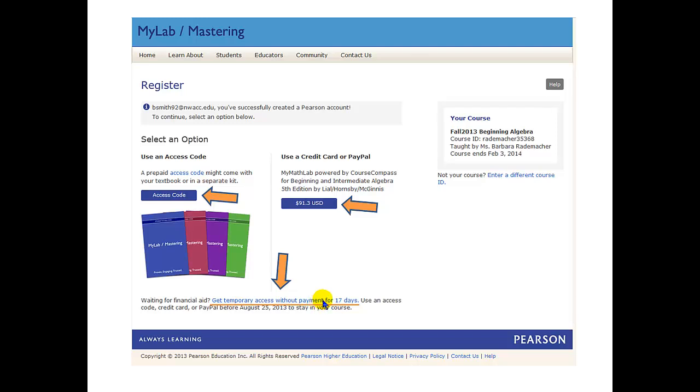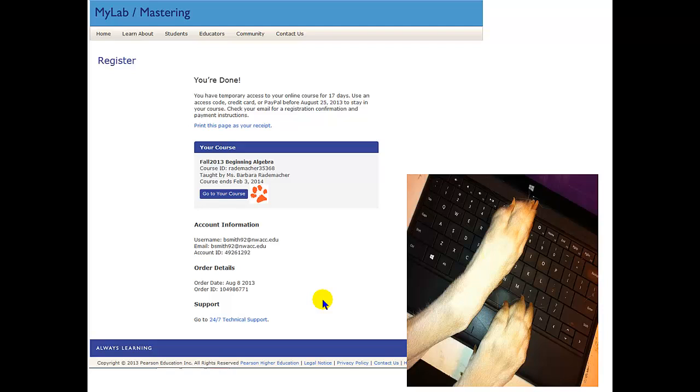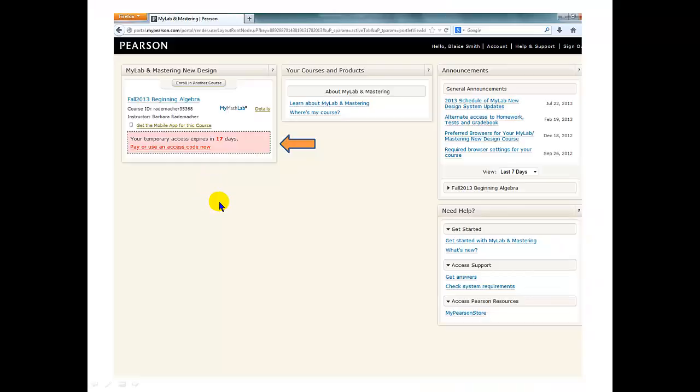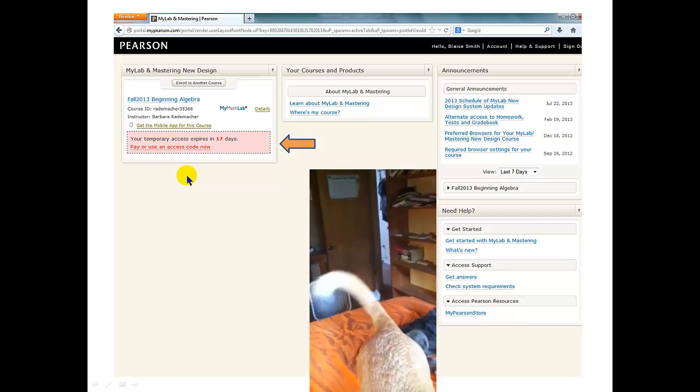Not good. But anyway, Blazy did that. And now she's done. She has temporary access for 17 days. It says how she can go about getting a permanent account. Not permanent, I think it only lasts for 6 months to a year. Says the class that she signed up for. Now she's so excited that she didn't even read the rest of this, but you will because you're human. And she clicked on go to your course. And there's her course. She really does have a beginning algebra, my math lab course, and Blazy is very, very excited.